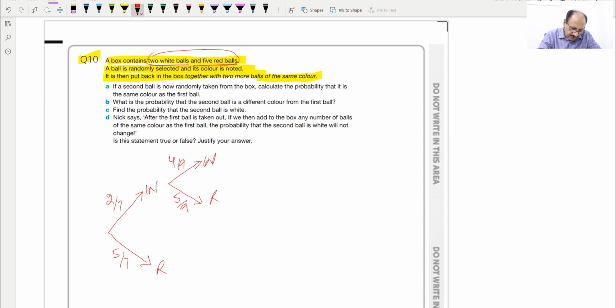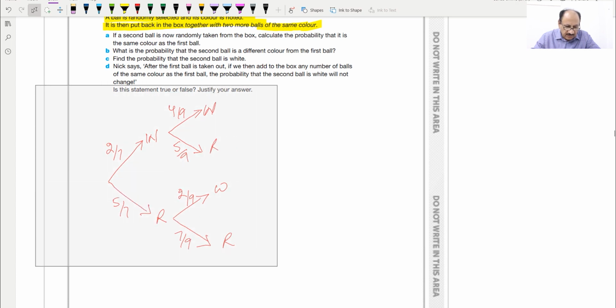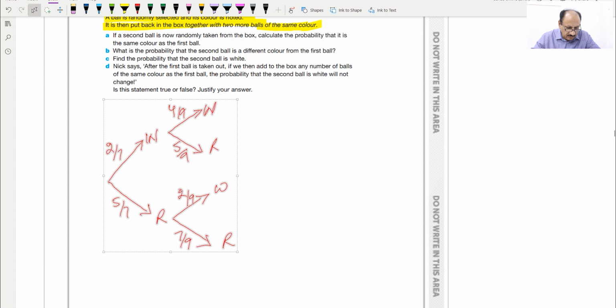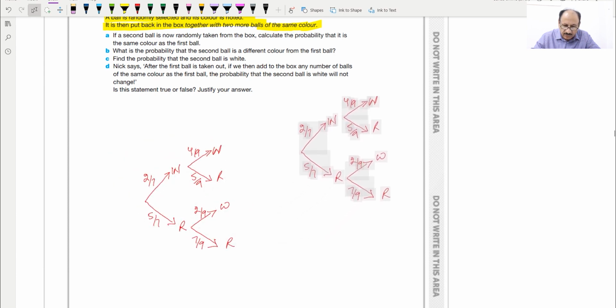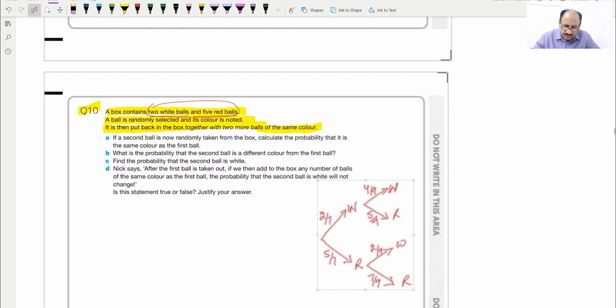Now if it is red ball, then white will remain same, so it will become 2 by 9 because we are inserting 2 red balls. So red balls will become 7, so 7 out of 9 will be this. So this will be the situation if we are putting 2 more balls in it. And this is our tree diagram, which I am just keeping here so that we can refer during the question.